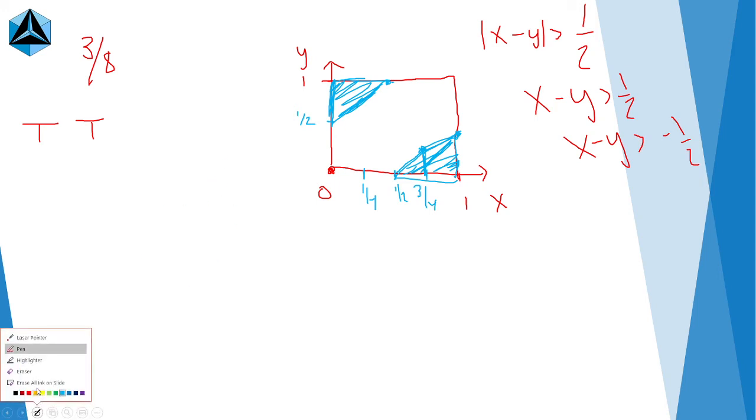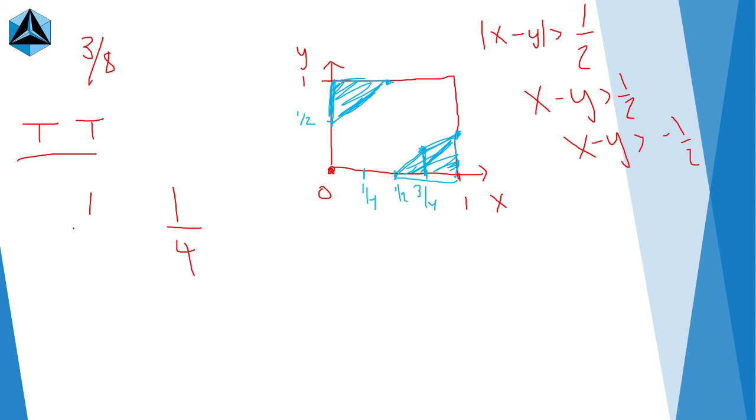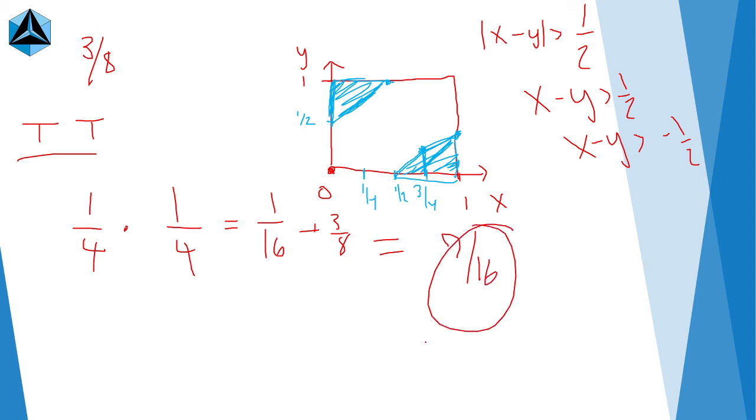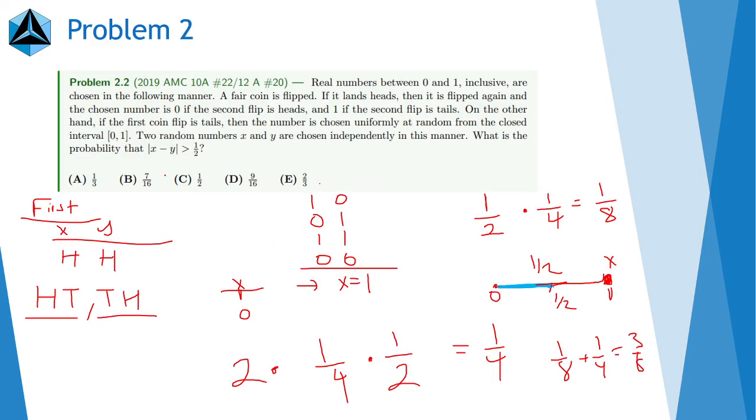Let me switch colors. So the probability of the difference of our numbers being greater than 1/2 is 1/4. Well, the probability of this case occurring right here is 1/4, because flipping two tails, that probability is 1/4. So we have 1/16 here. And if you add that to our running probability of 3/8, you're going to get that the sum is going to be 7/16. And that is our answer, and it is B.